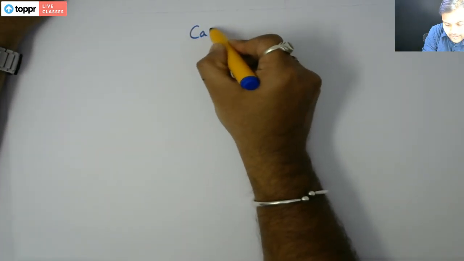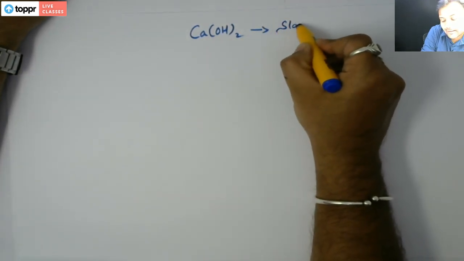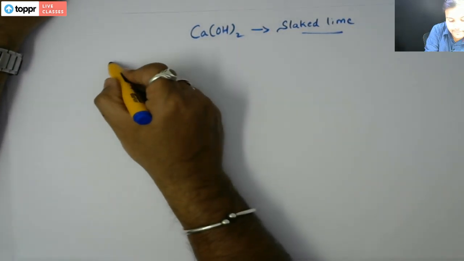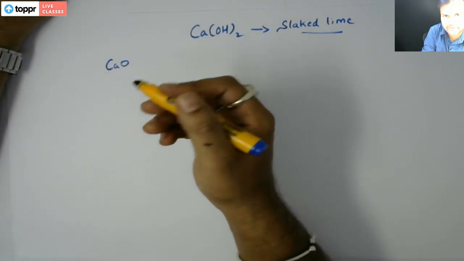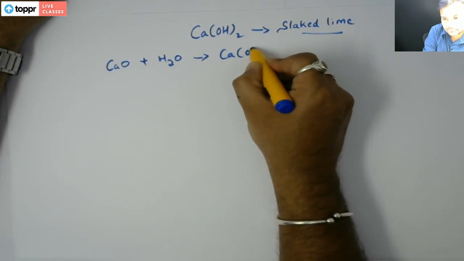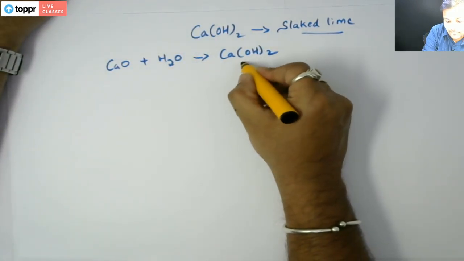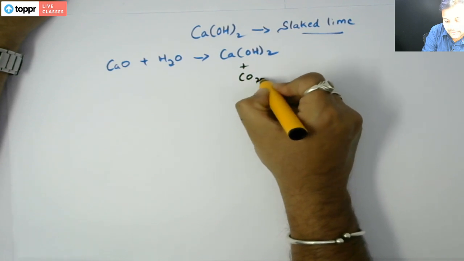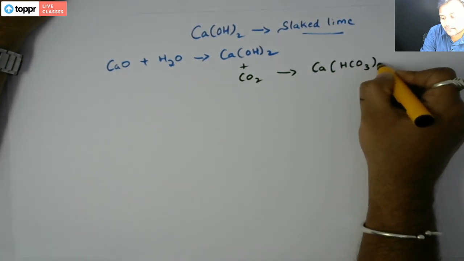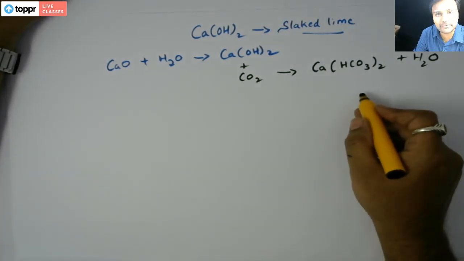What is calcium hydroxide? We have just seen calcium hydroxide is also called slaked lime. Very simple preparation: calcium oxide, which is quicklime, when treated with water forms calcium hydroxide. When treated with carbon dioxide, it forms calcium bicarbonate plus water. So this is the main preparation.